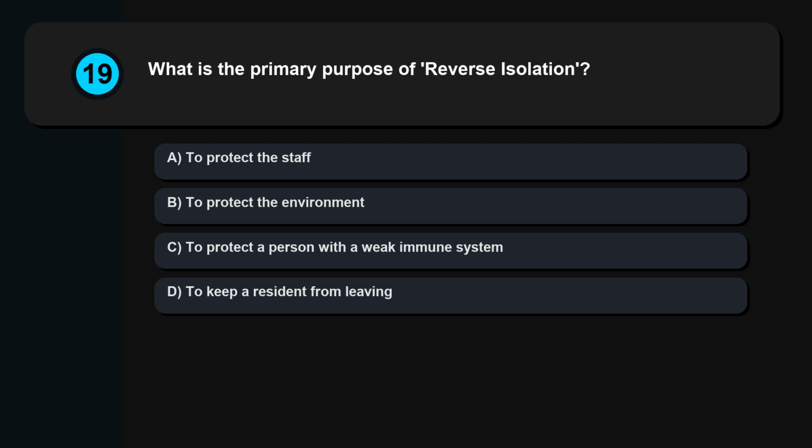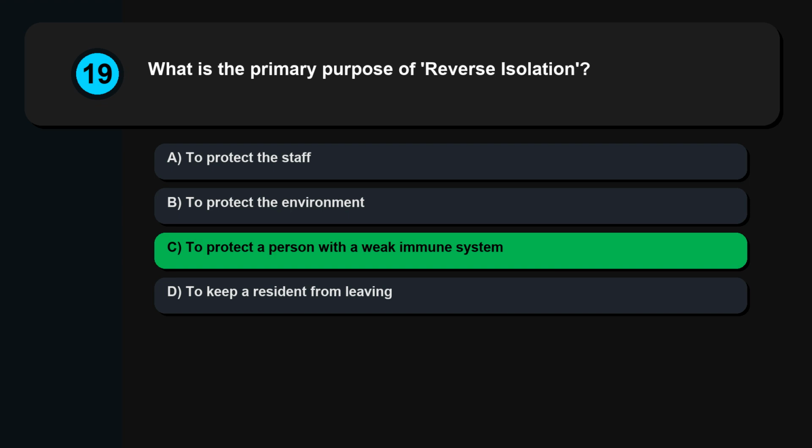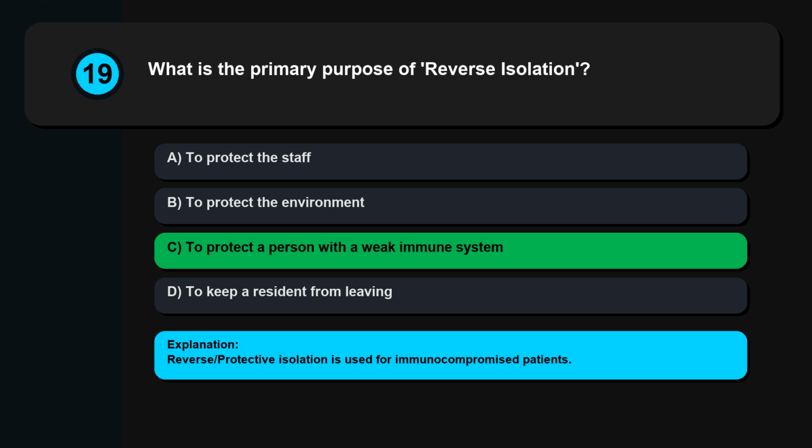Question 19. What is the primary purpose of reverse isolation? To protect the staff, to protect the environment, to protect a person with a weak immune system, or to keep a resident from leaving. Reverse or protective isolation is used for immunocompromised patients.